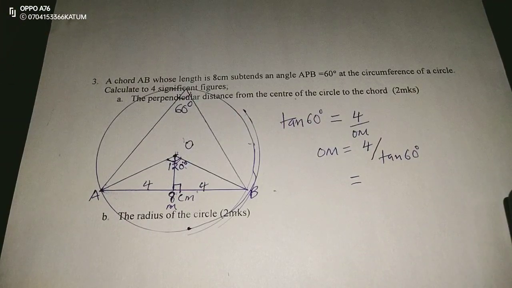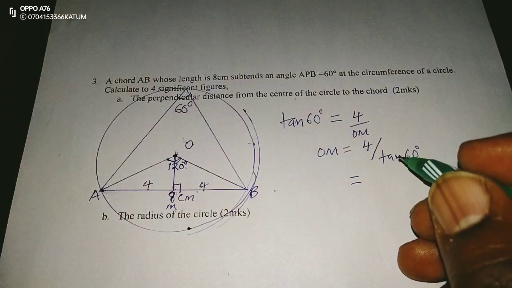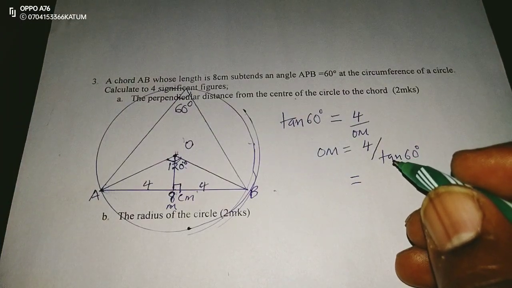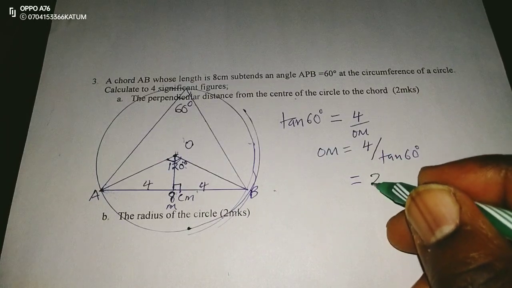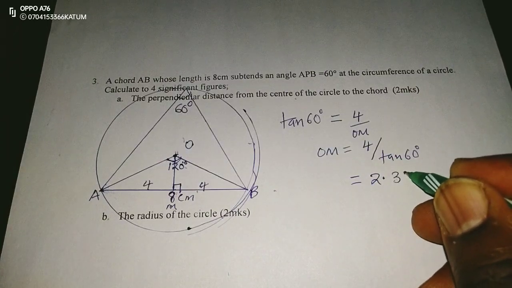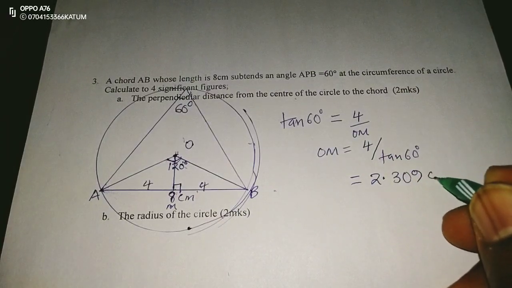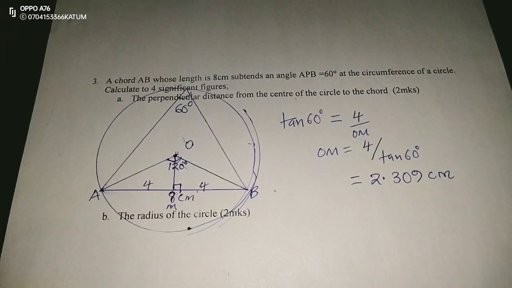So using my calculator, 4 out of tan 60 is going to be 2.309, and to 4 significant figures, 2.309 is going to be very accurate. That is to 4 significant figures.